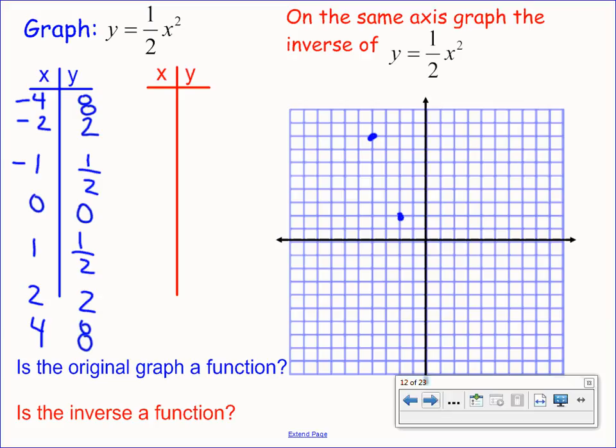-2, 2. -1, 1/2. 0, 0. 1, 1/2. 2, 2. And 4, 8. Everybody, let's carefully connect those in a nice smooth U shape. A nice smooth U shape for our parabola. We'll see this again next class period when we develop our parent functions before the quiz.